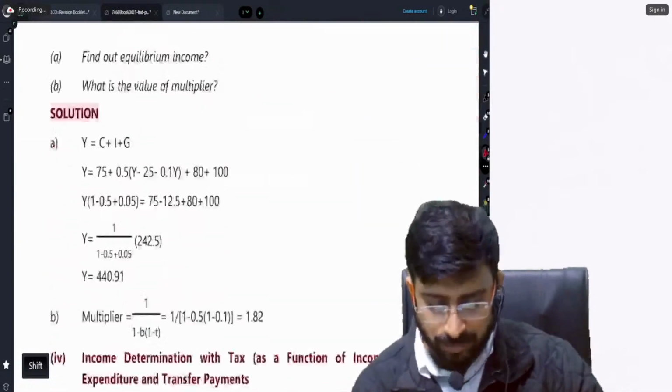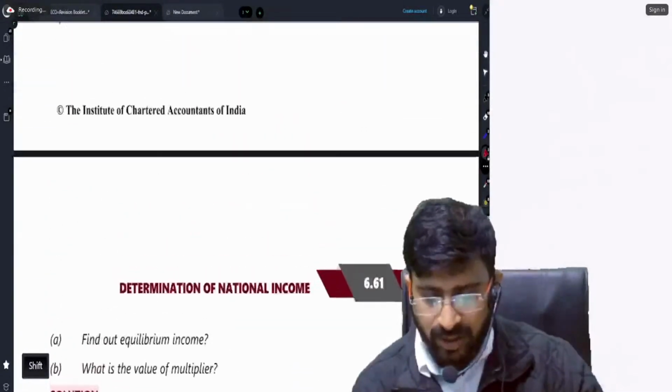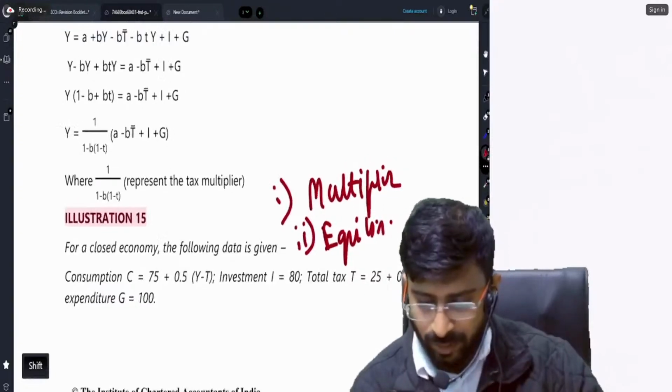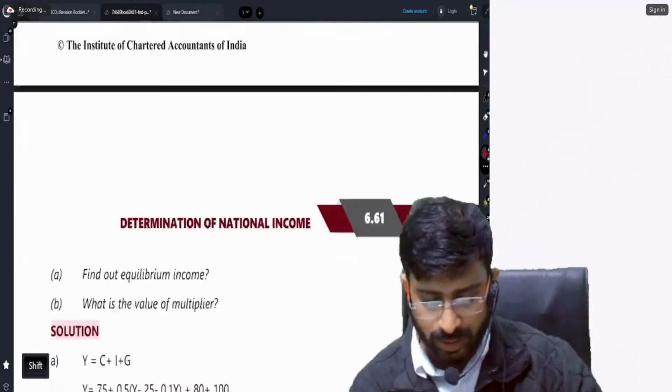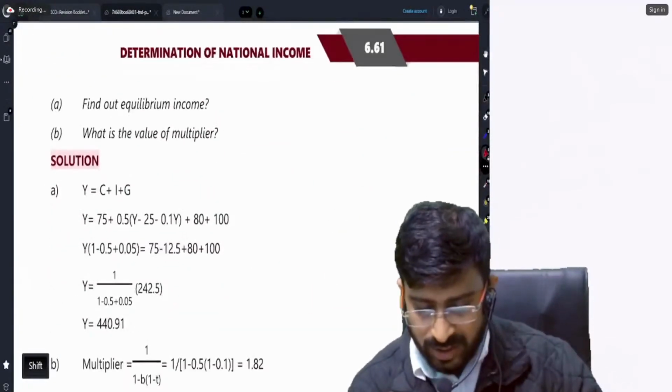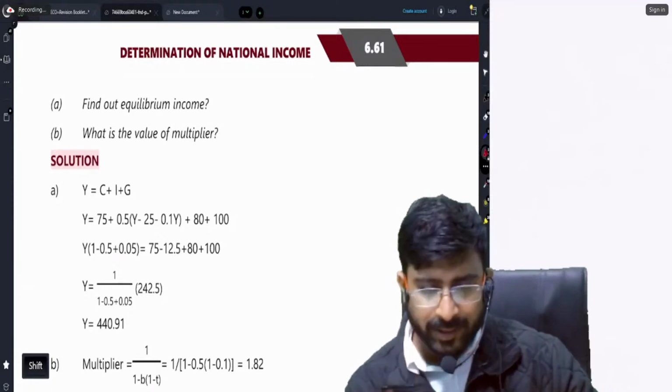Multiplier तो यार it's very simple. Everybody, it's very simple. Just know one thing. Yes, sir. What is there to know? Please tell us.